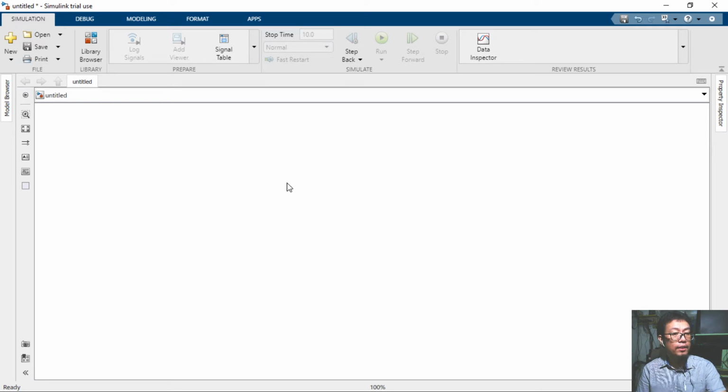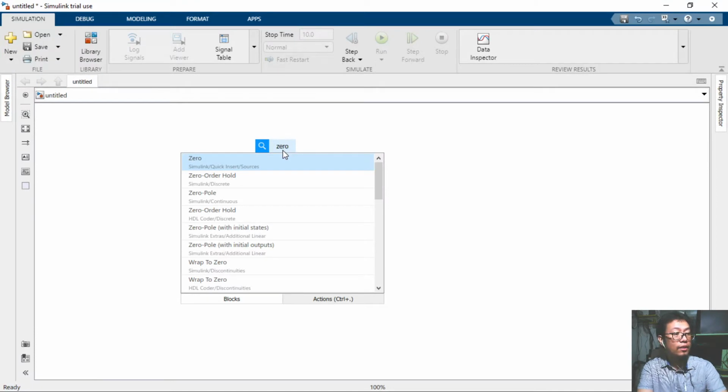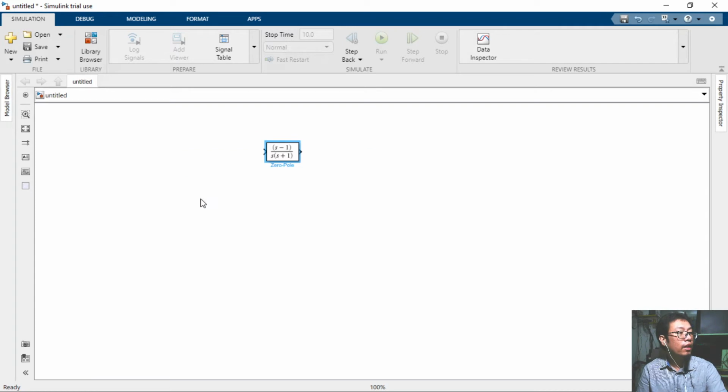Now you can put in some systems here by using this library browser. Pero if you're using version 2018 pataas ng MATLAB o ng Simulink, mas madali na siya by actually typing here. So click nyo lang dito sa white field, and then type nyo lang, for example, zero pole gain. So lalabas na dyan yung mga options. So let's use zero pole. So ito yung lalabas. So medyo palakihin natin ng konti. Ayan.